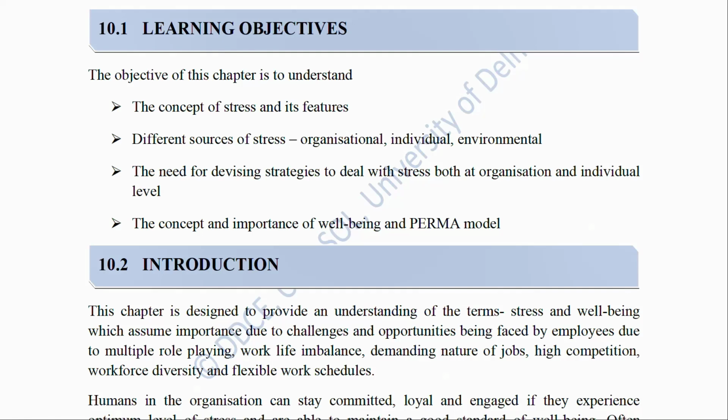10.2, Introduction. This chapter is designed to provide an understanding of the terms stress and well-being, which assumes importance due to challenges and opportunities being faced by employees due to multiple role-playing, work-life imbalances, demanding nature of jobs, high competition, workforce diversity, and flexible work schedules.